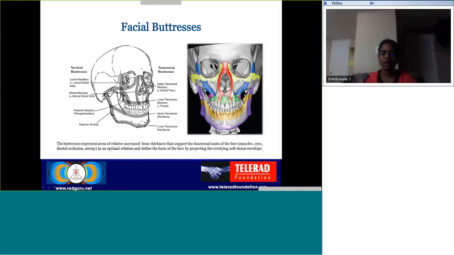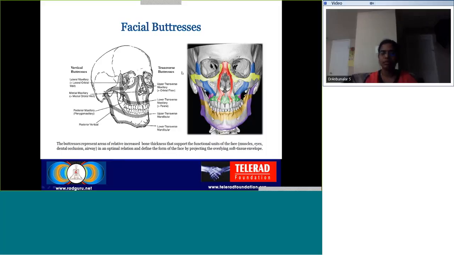In the face, we have 4 transverse and 4 vertical buttresses. Buttress means there is an increased cortical bone thickness in the face. All these buttresses act as supportive structures for the functional units of the face, like muscles, eyes, dental occlusion, and airways, to maintain the optimal relationship between each other and define the form of the face.